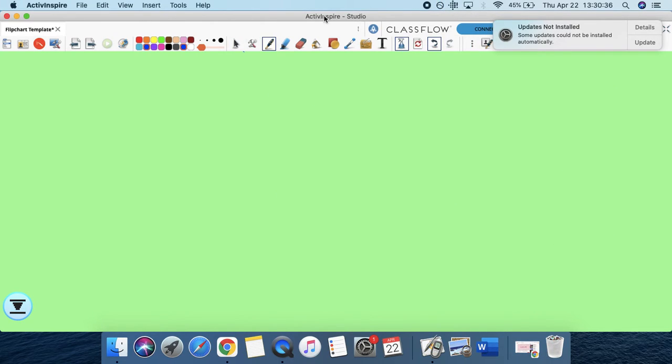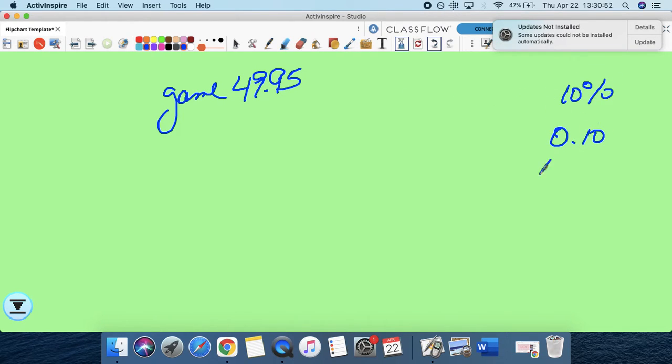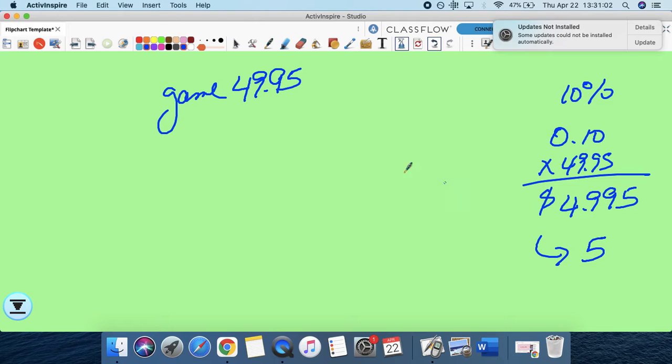14, another video game, 10% off and tax. So again, same thing. $49.95 is a video game. 10% discount, 10% de descuento. So this is going to give me 4.995. So we're going to round this to 5. So here's your discount, $5. So the new price, el precio nuevo después de descuento es $44.95.